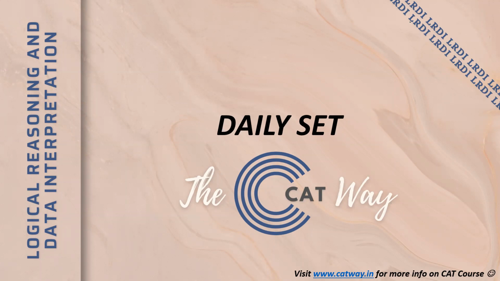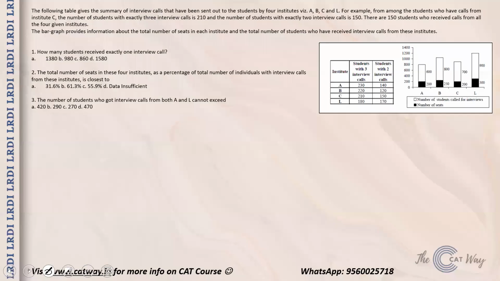Now the set that we have today is the following table, which gives a summary of interview calls that have been sent out to students by 4 institutes A, B, C and D. For example, from among the students who have calls from Institute C, the number of students with exactly 3 interview calls is 210, and the number of students with exactly 2 interview calls is 150. And there are 150 students who have received calls from all the 4 institutes.